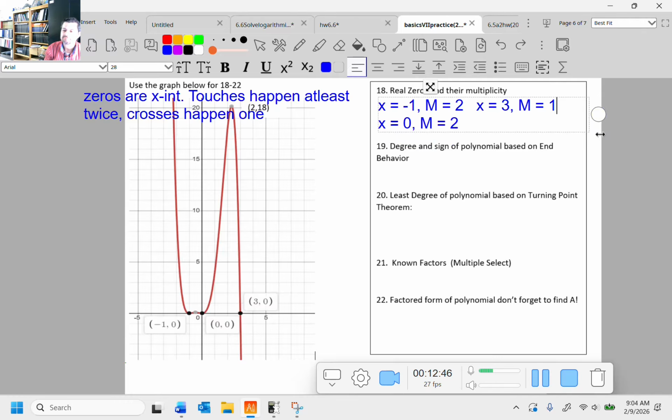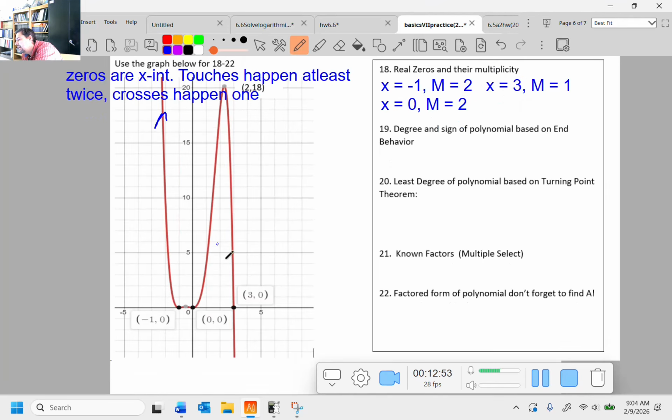So its multiplicity is at least 1. It's odd. Degree and sign of the polynomial based on end behavior. This bad boy is starting high and ending low. Starts high, ends low. That is a negative x to the odd. By the way, if you take these multiplicities, 2 plus 2 is 4, plus 1 is 5, you'll discover that 5 is odd. Least degree of the polynomial based on turning point theorem. Now there's 1 turning point, 2 turning point, 3 turning point, 4 turning point. There are 4 turning points.